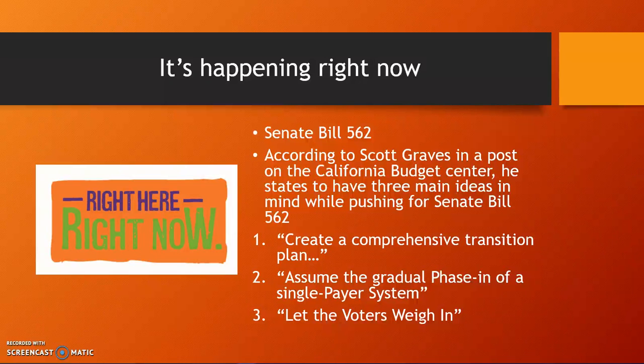Well, one, we want to make an understandable plan. We want to make it easily transitionable from multi-payer to single-payer, and to let the voters weigh in means to let the people in. Don't just let governors and everybody in the government choose what's right for the people. Let the people weigh in on this opinion. Let them be out there and choose if it's right or not for the country or for the state.